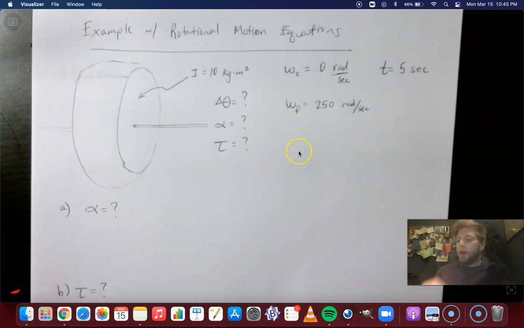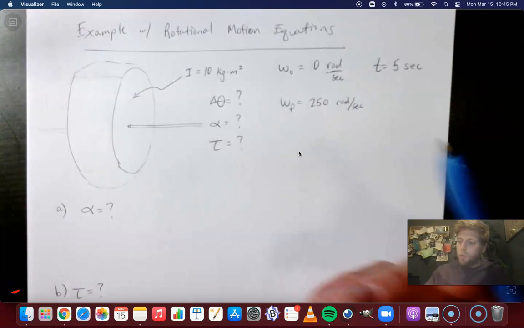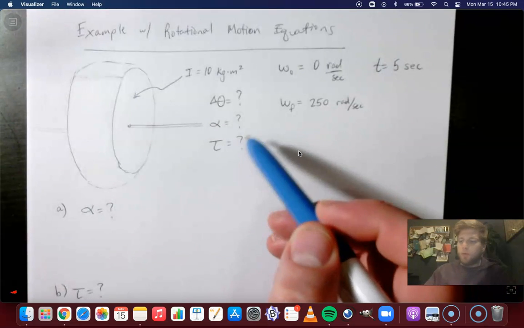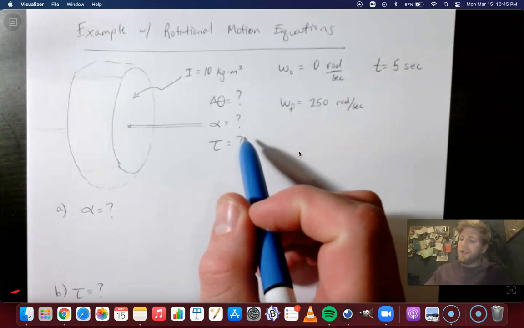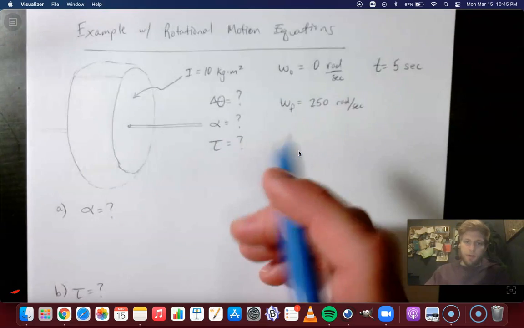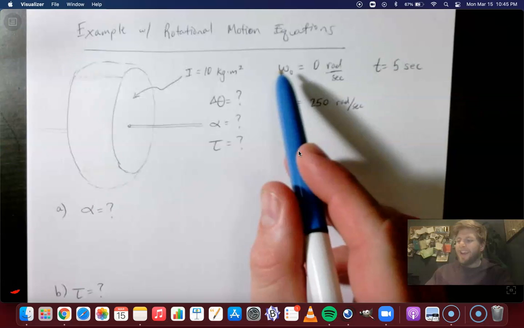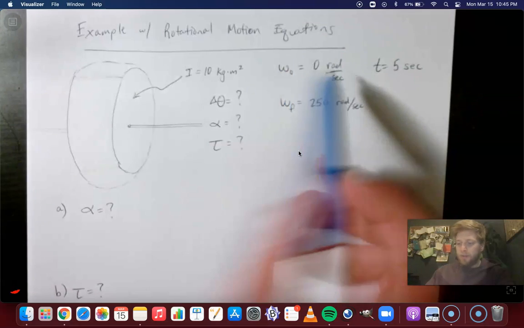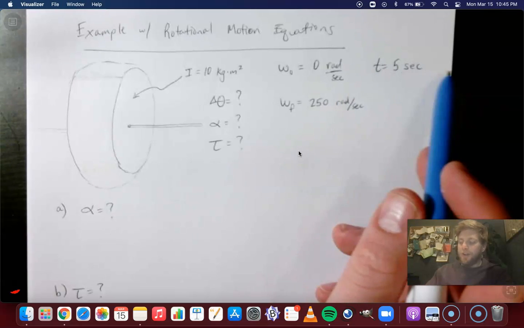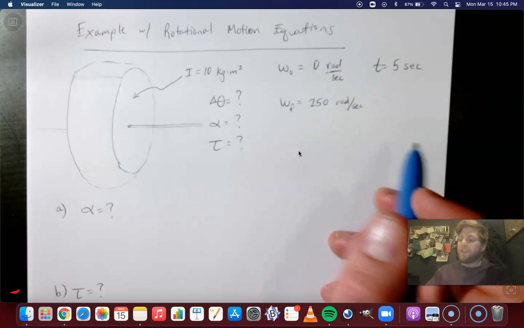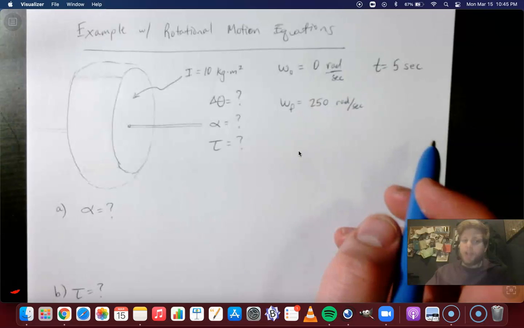All right, let's do a quick example. So let's say we've got a wheel with some unknown torque being exerted on it. It has a moment of inertia of 10 kilograms meters squared. It has an initial angular velocity of 0 radians per second, otherwise known as standing still. By the end, after 5 seconds, it is now going 250 radians per second.